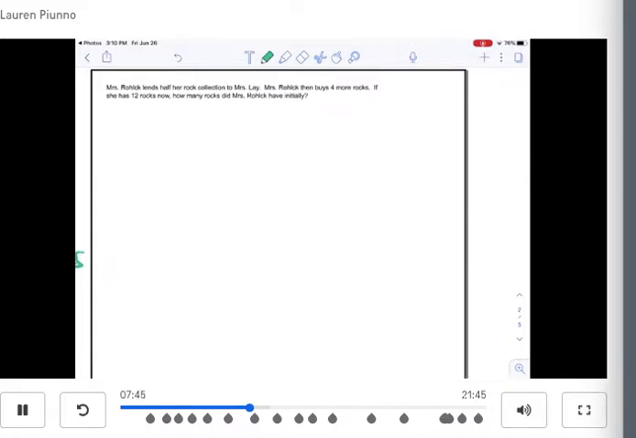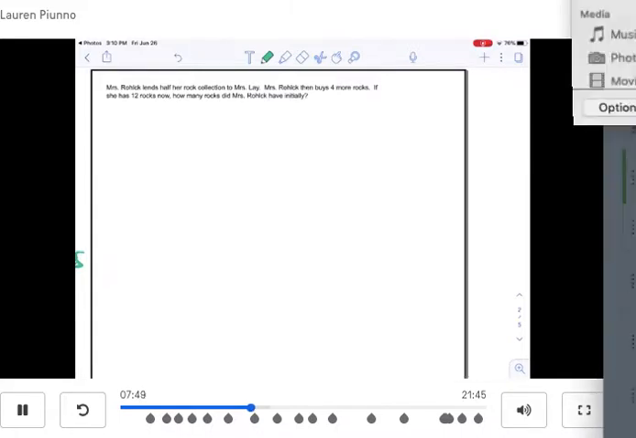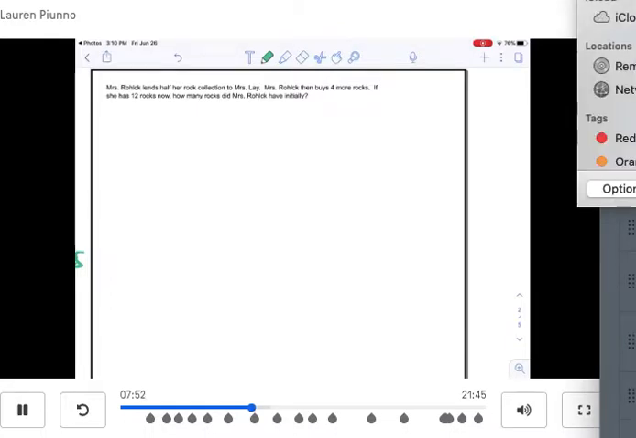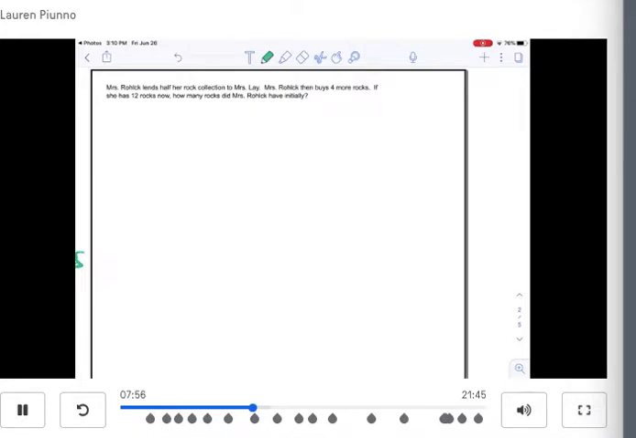Mrs. Rolk lends half of her rock collection to Mrs. Lay. Mrs. Rolk then buys 4 more rocks. If she has 12 rocks now, how many rocks did she have initially?